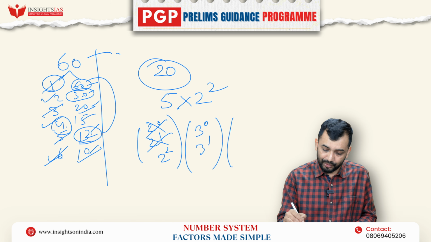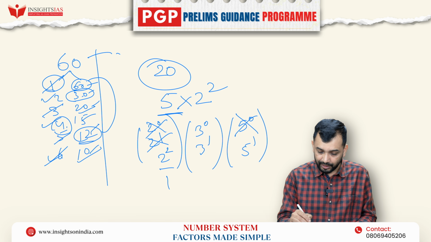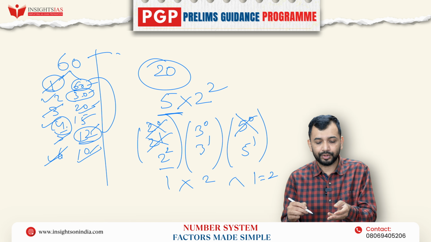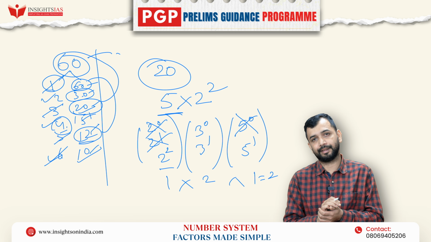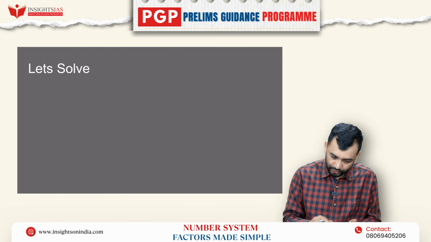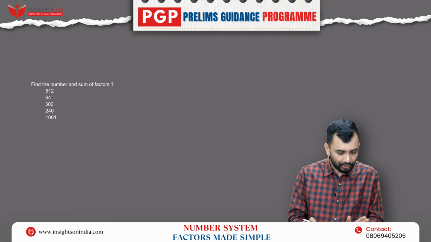With respect to 5, 5 to the power of 0 you cannot consider because minimum one 5 should be there. So now if you look at it, here 2 numbers, here 1 number. 1 into 2 into 1, there are 2 numbers which are multiples of 20, which are 20 as well as 60. Alright. So now let's solve the question. And this is a simple problem. You solve it at home.